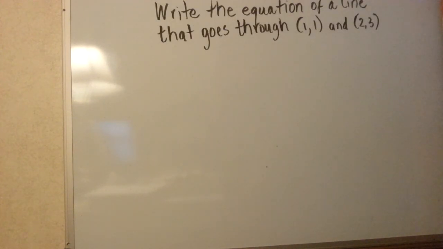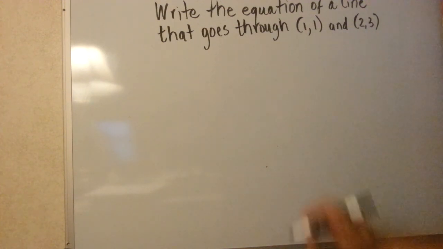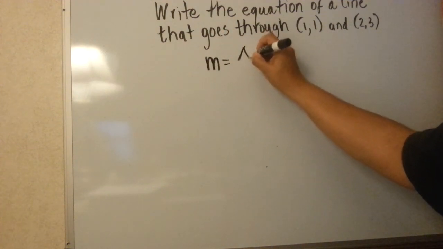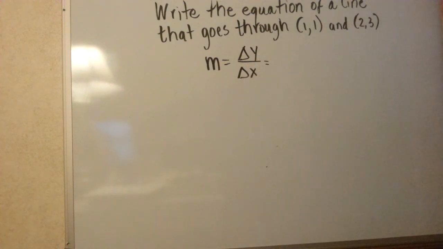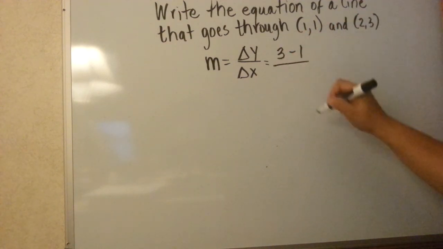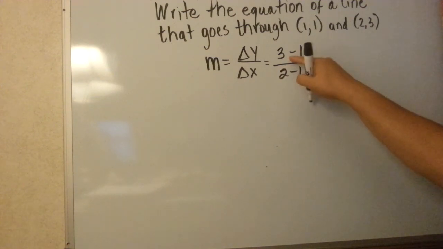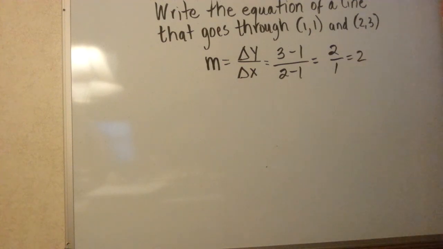Alright, so we want to write the equation of a line that goes through these 2 points. And the first thing that we need is the slope. And to calculate the slope, remember, is the change in y over the change in x. So we have to do the y2 minus y1. So 3 minus 1 over 2 minus 1. So that 3 minus 1 is 2, 2 minus 1 is 1, so the slope is 2.